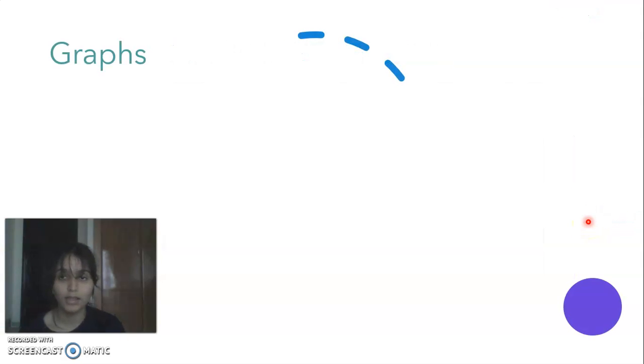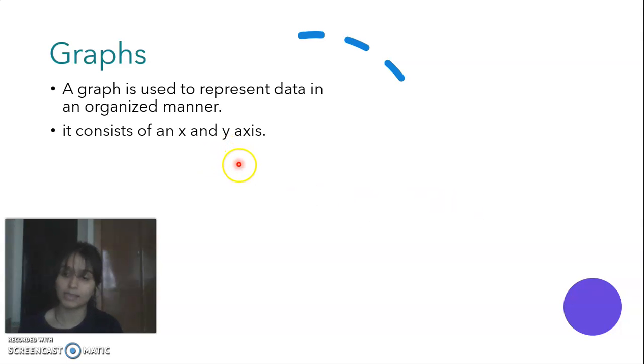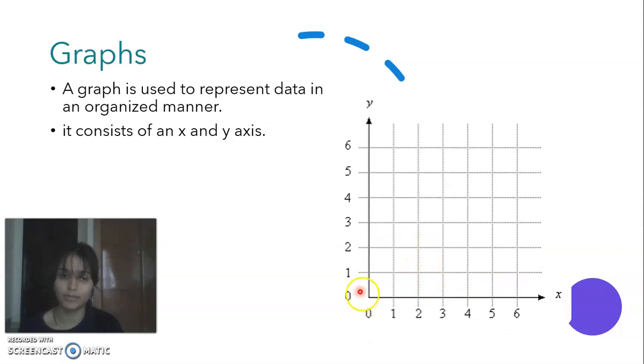Moving on, let us talk about graphs. A graph is used to represent the data that's already been stored in an organized manner. So now suppose you have the data in the table and you want to represent it, you're going to use a graph. A graph consists of an x-axis and a y-axis. Now what is an x and a y-axis? Let us look at this diagram. So this diagram over here is of a graph.